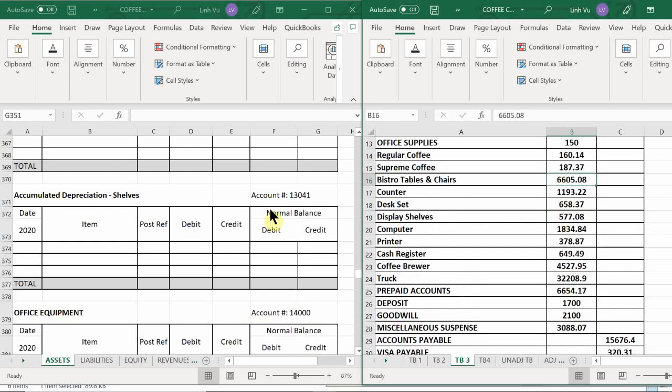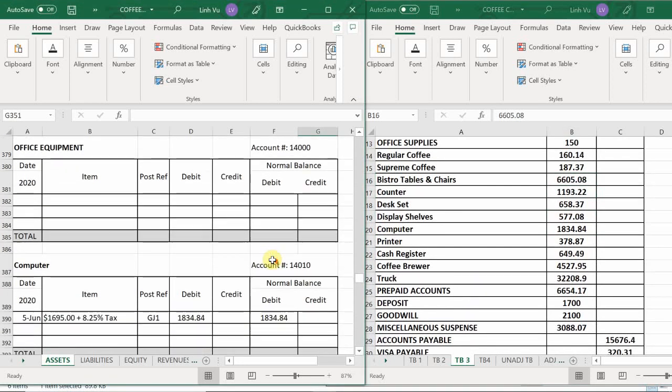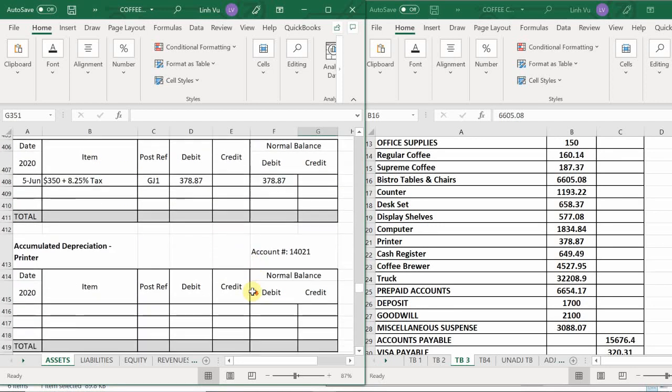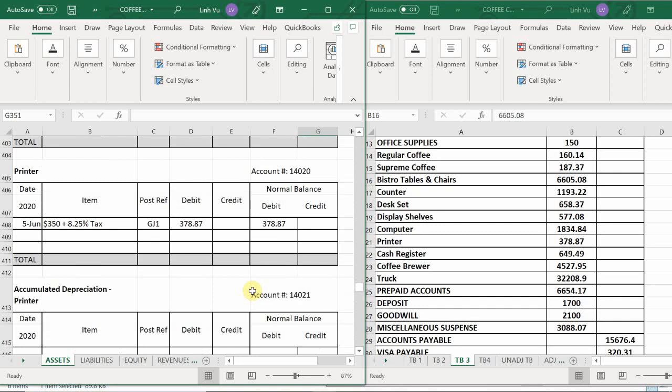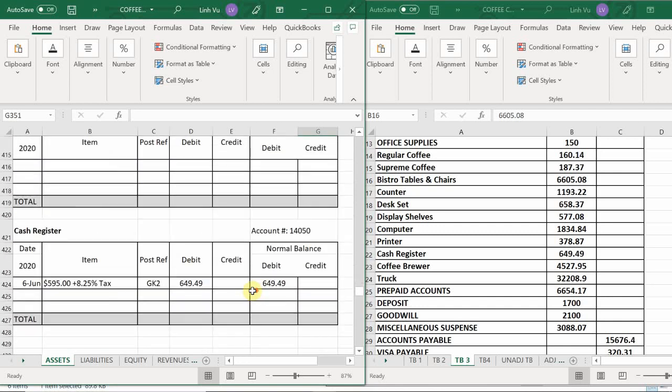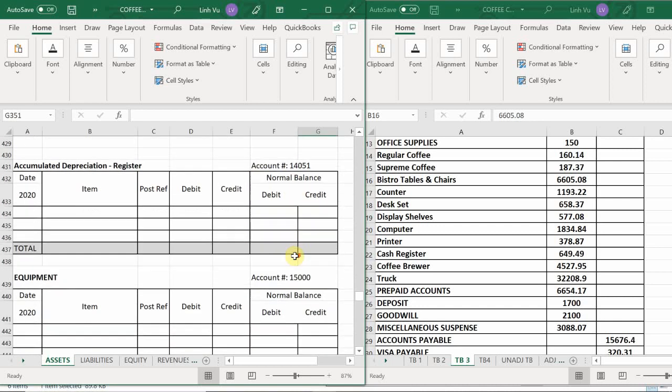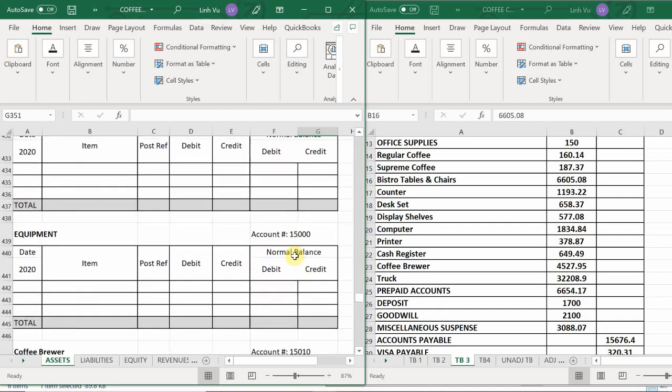So next we have our computer, right? The same. It's the same. 1834.84. My printer, the same. It's $378.87. Okay. My cash register. Let's see what is cash register here. It's supposed to be the same. Yep. It's $649.49. Okay, so good so far.